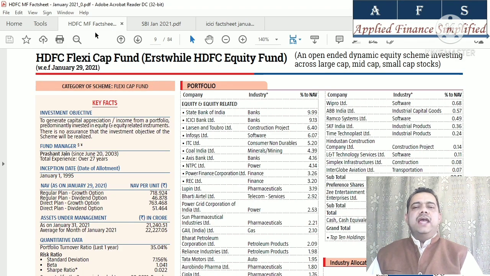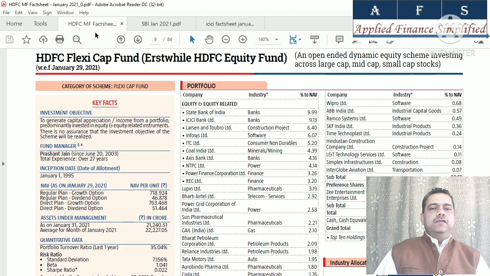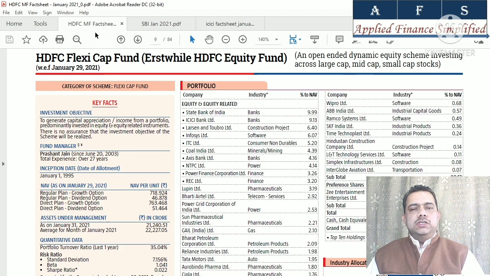For example, we find it difficult to understand what is an NAV, what is a direct plan versus what is a regular plan, what is an expense ratio, what is beta, what is this Sharpe ratio. If all this interests you, please stay on. I have chosen 3 funds on the basis that these 3 fund houses are the biggest fund houses in India.